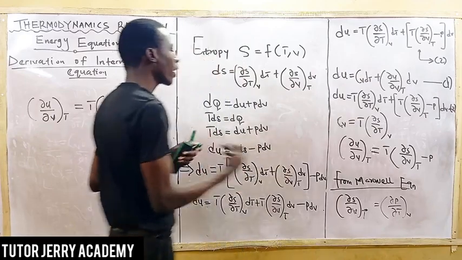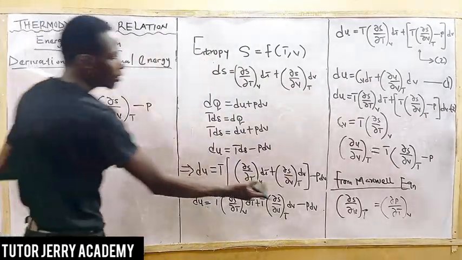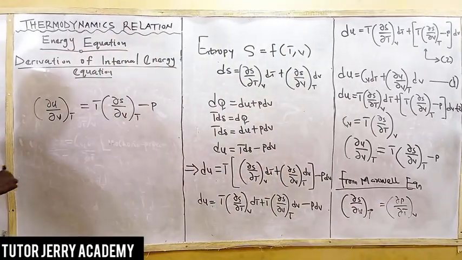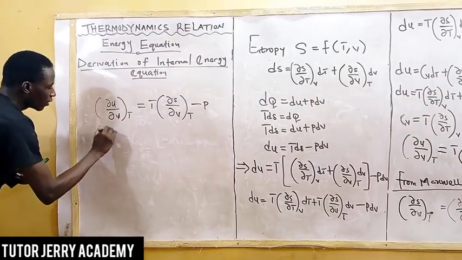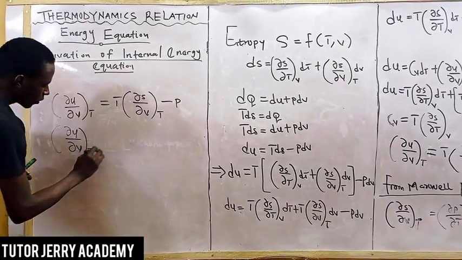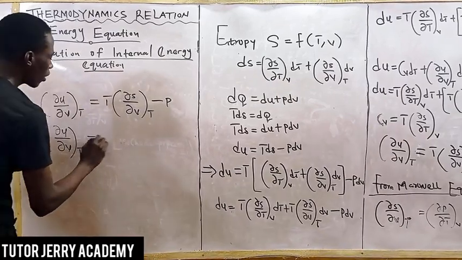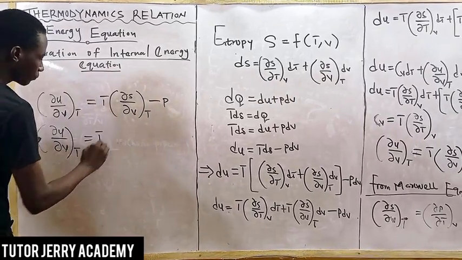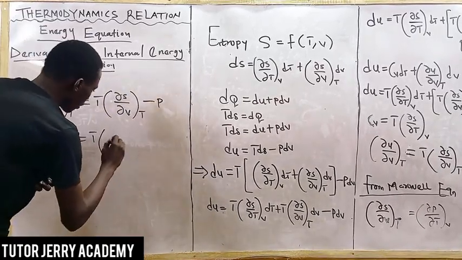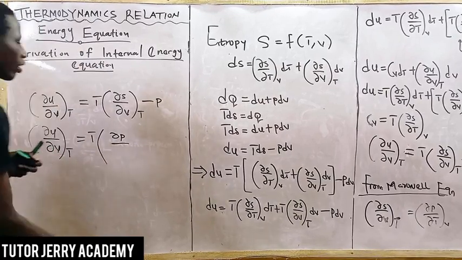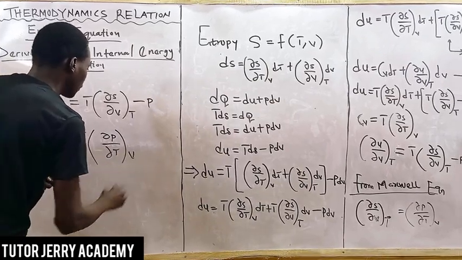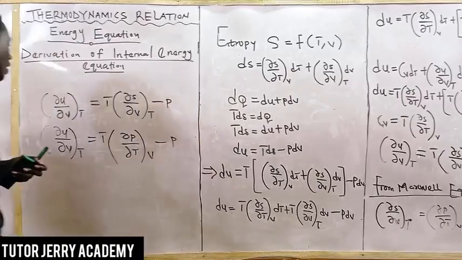So next, we are going to substitute the value of this, which is this, for this in this equation. If we do that, we are going to have the partial derivative of u over the partial derivative of v, keeping t constant, equal to t into the partial derivative of p over the partial derivative of t, keeping v constant, minus p. So this is what we have.